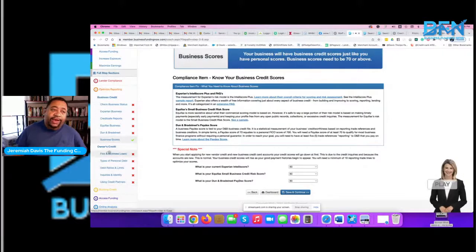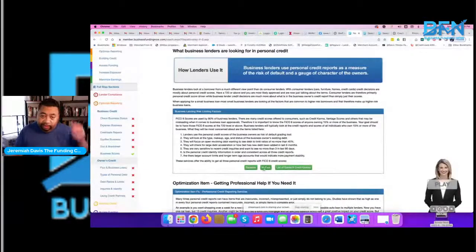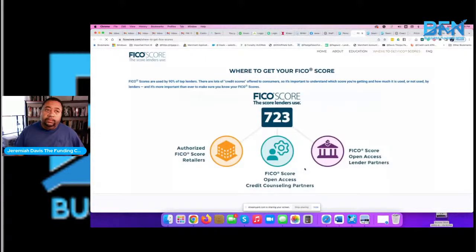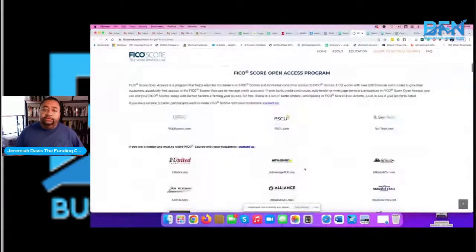There you go. Now, the second section is owner's credit. Under owner's credit, you can pull your Experian, MyFICO, and a list of banks and credit unions. FICO score informational is here.